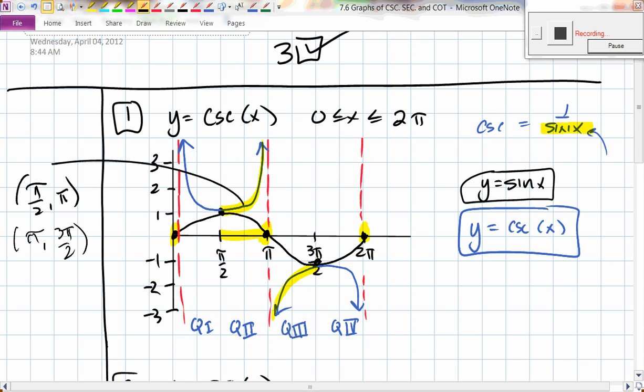So where are the two places where it's decreasing then? 0 to pi over 2, it's decreasing here. And where's the other one it's decreasing at? Over here it's decreasing, okay? So you can kind of get a lot of information out of that.